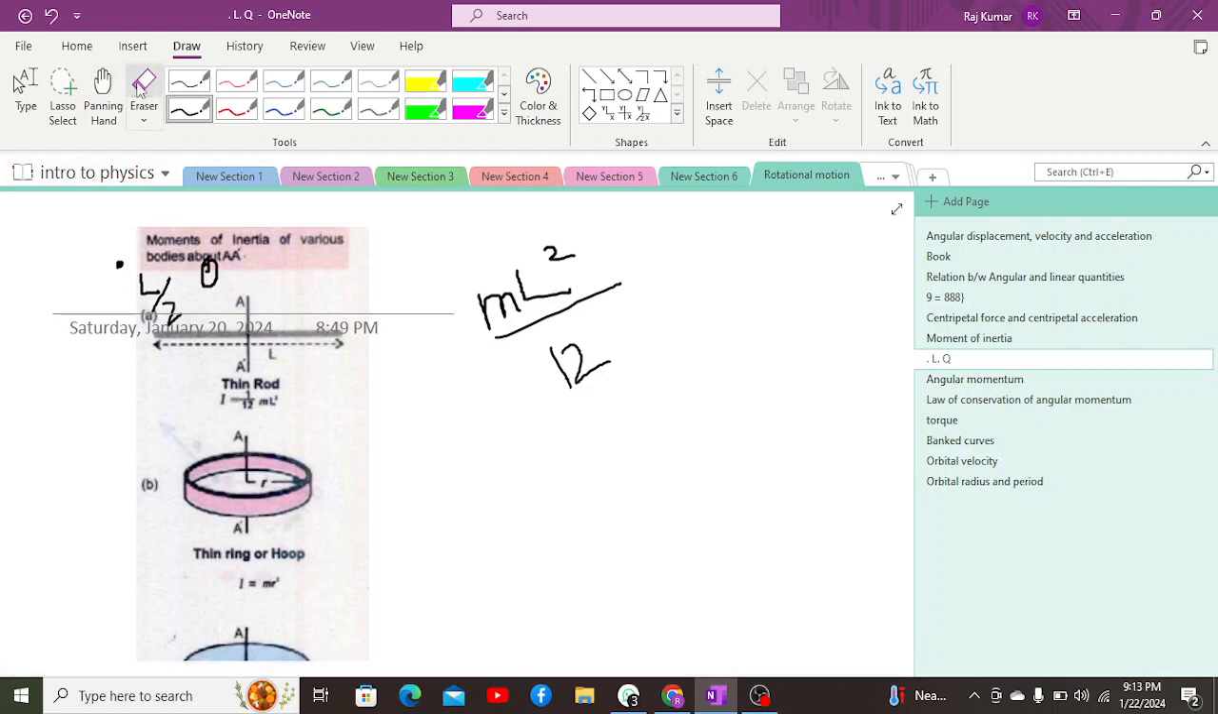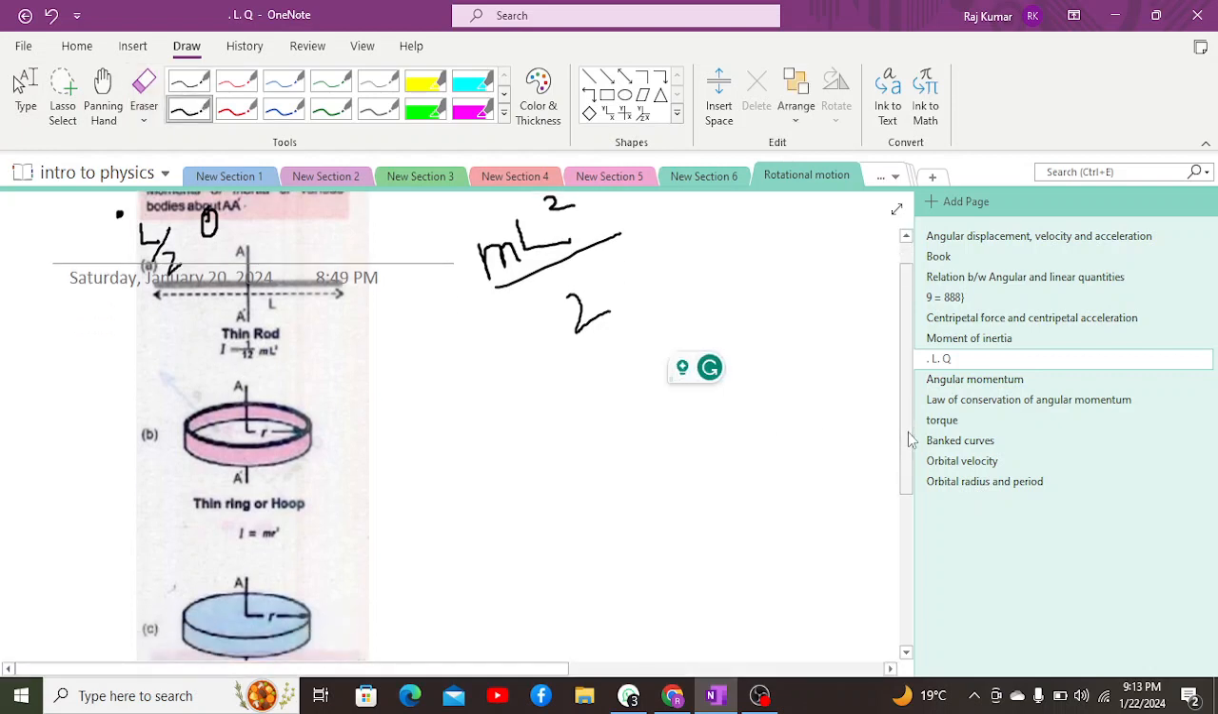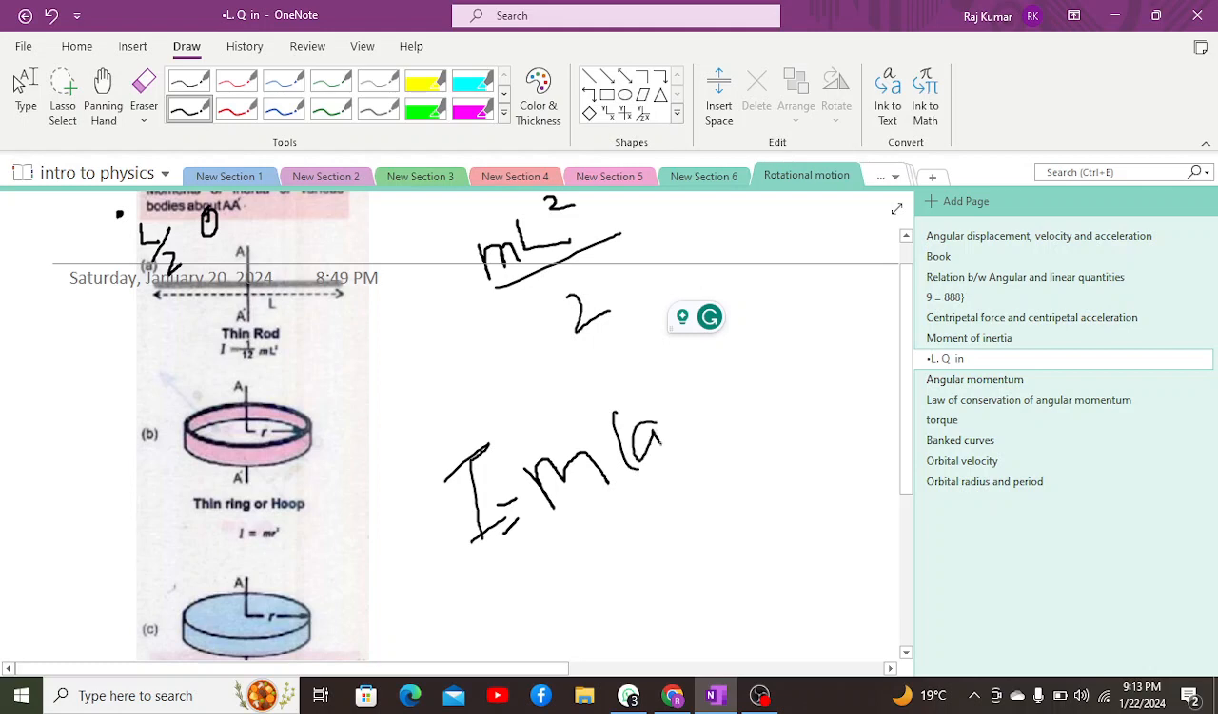There's a mistake actually, it's not 12, it's 2. Moreover, for a thin ring or hoop, the outer and inner radius would be considered. If there is a thick ring or hoop, then the outer and inner radius will be considered. That would be written as a square plus b square.